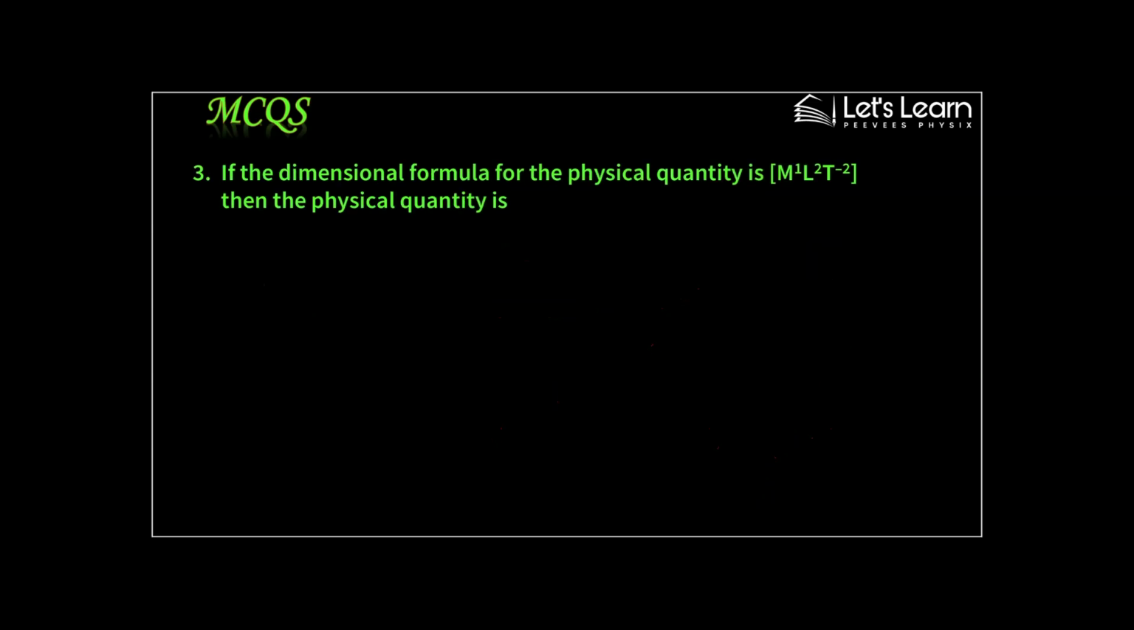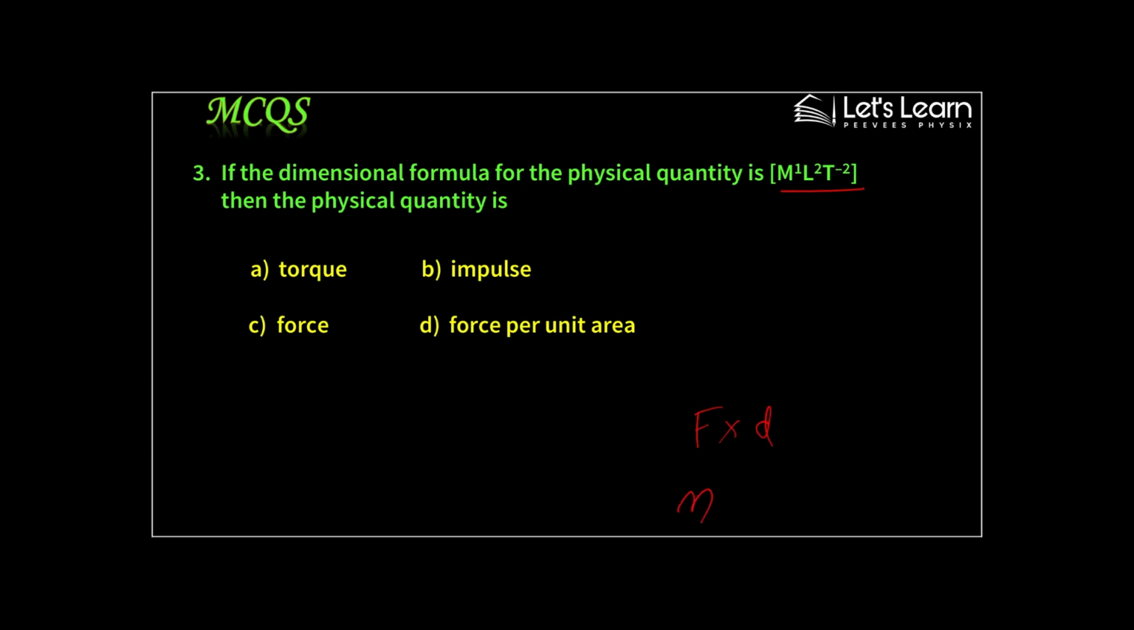Another MCQ. If the dimensional formula of a physical quantity is M to the power of 1, L to the power of 2, and T to the power of -2, then the physical quantity is, we have to find: is it torque, impulse, force, or force per area? Torque, I can tell you, is force times distance. The dimensional formula of force is M L T to the power of -2, times distance, which is again L. That will give you M L squared T to the power of -2. So the answer is torque.